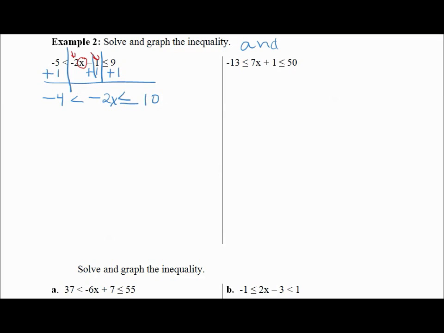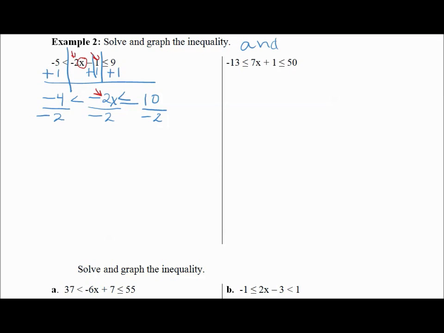Oh, forgot my x there. So now this is the inequality that I'm left with. Next thing that I know I need to get rid of in order to isolate my variable is a -2. So that means I'm going to divide all three sections by -2.